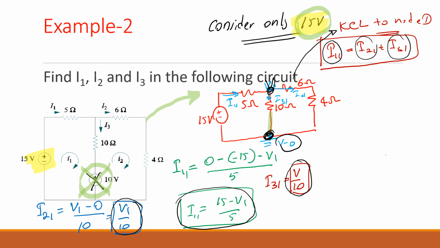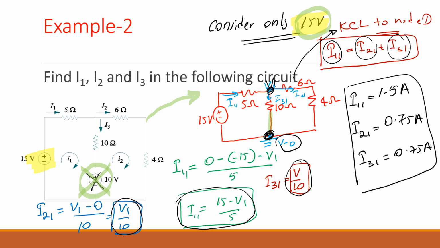So what do we get for I11? 15 minus 7.5 divided by 5 is what? 15 minus 7.5, that is 7.5. 7.5 divided by 5 will be 1 point something, am I right? 1.5 amps. I21 is 0.75 amps, am I right? I31 is 0.75 amps. So these are the currents along the 3 branches when we only consider the 15 volts.